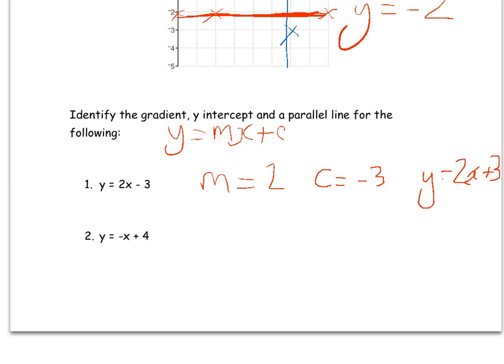So for the second one, y equals minus x plus 4, well, the gradient on this one is minus 1. The y-intercept is 4, and the parallel line to this is anything as long as it's got the gradient of minus 1 and the x. So plus 7, because we can't use 4 because that one's given for us. So that's everything you need to know to do with drawing straight line graphs in a GCSE exam. You might be asked to solve two simultaneous equations using straight line graphs, where you draw the two lines and see where they intersect or meet.